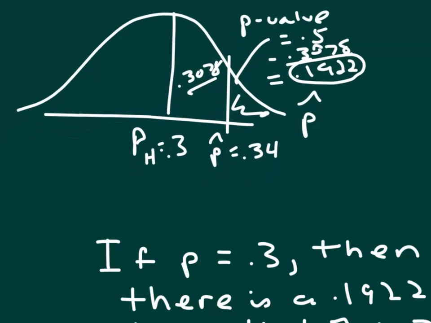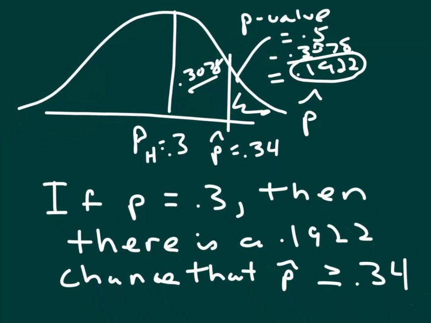So, if p is equal to 0.3, if the null hypothesis is true, then there is a p-value chance, 0.1922, of getting a statistic, in this case p hat, as or more extreme than what we had, the 0.34. So 0.34 or greater. Extreme is going in this direction because our hypothesis was p greater than 0.3 in our alternative.